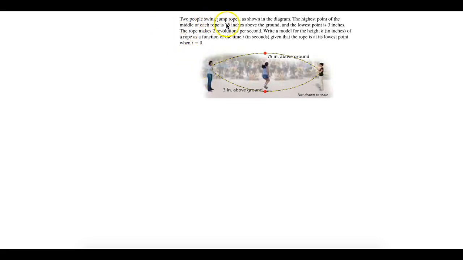So two people swing jump ropes, as shown in the diagram. The highest point of the middle of each rope is 75 inches above the ground, so that's the maximum value, and the lowest point is 3 inches, so that's our minimum value. The rope makes 2 revolutions per second. Okay, now remember, that's going to be our frequency, 2 revolutions per second.